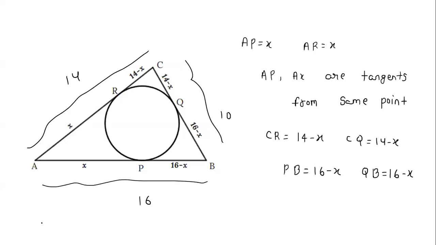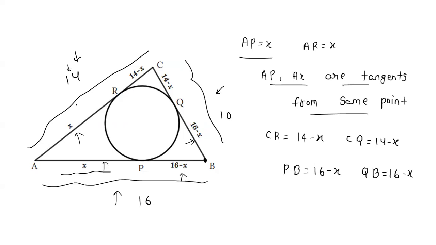Now you see in this figure, let's assume AP is equal to x. So we know AR is also x because AP and AR are both tangents from the same point. It is the circle property, the tangent lengths will be the same. We also know AB is 16, AC is 14 and BC is 10. So if this is x, then this is 16 minus x. This is also 16 minus x, because BP and BQ are tangents from the point B, so both tangent lengths will be the same.